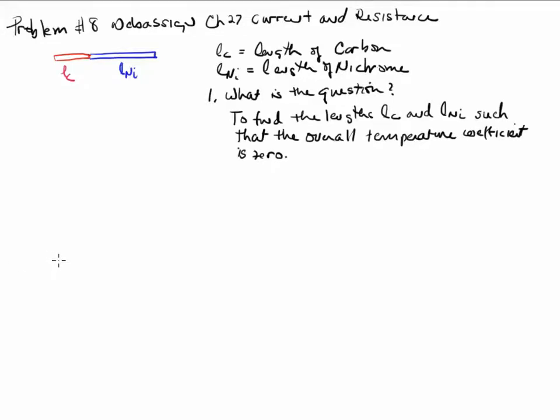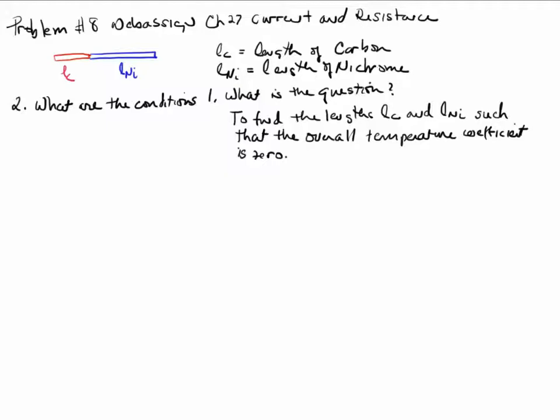Well, we need to find some combination of the two, and we have two unknowns. We have L_C and L_Ni. So somehow we have to obtain two equations relating L_C and L_Ni.